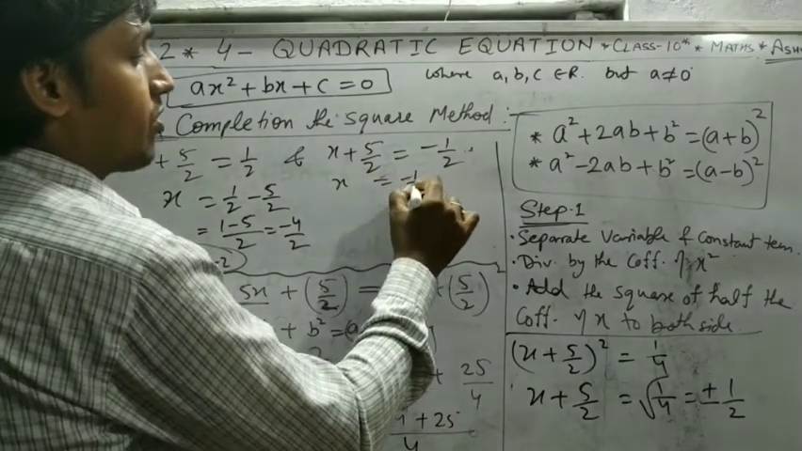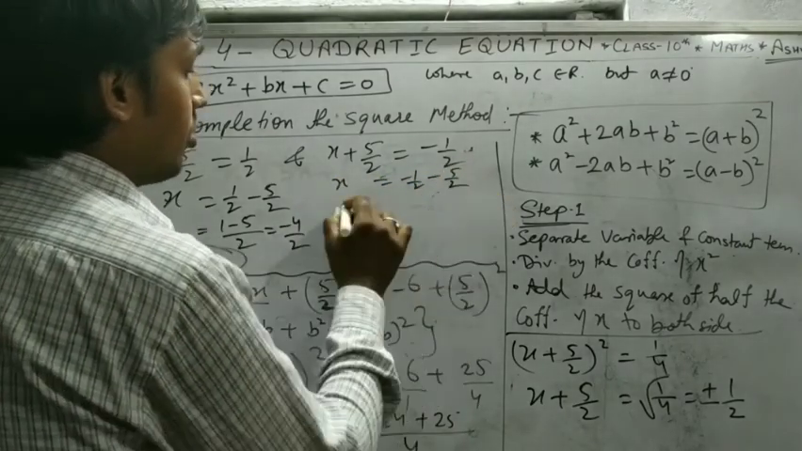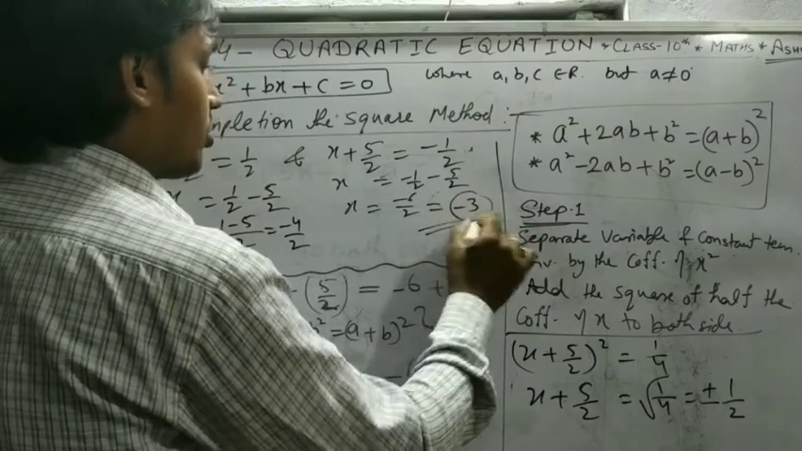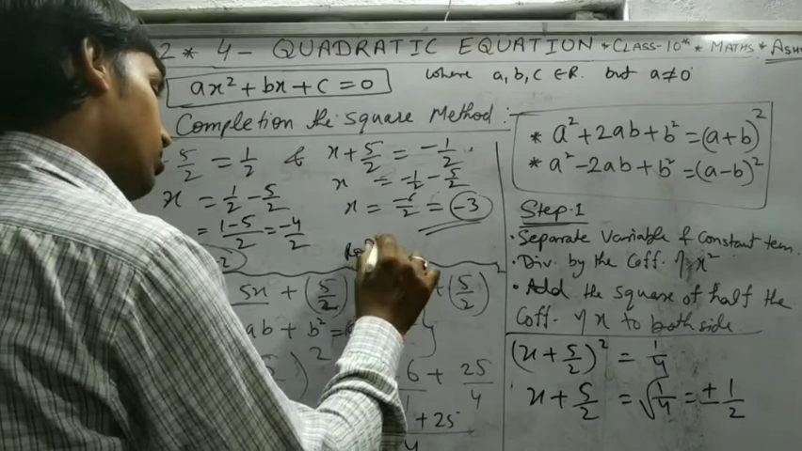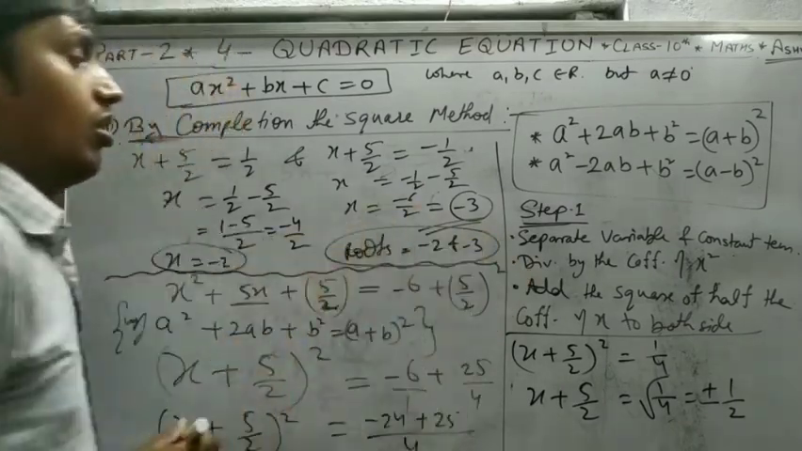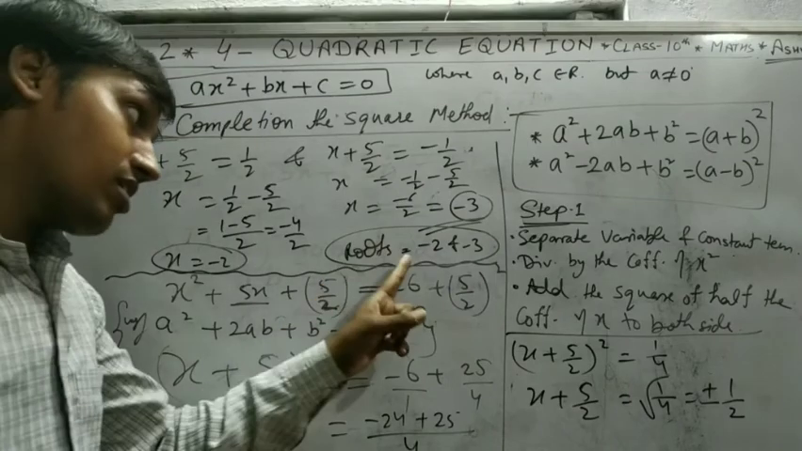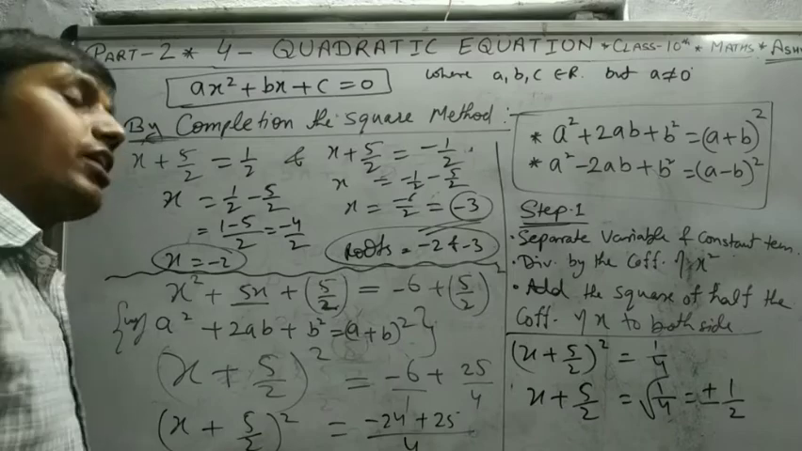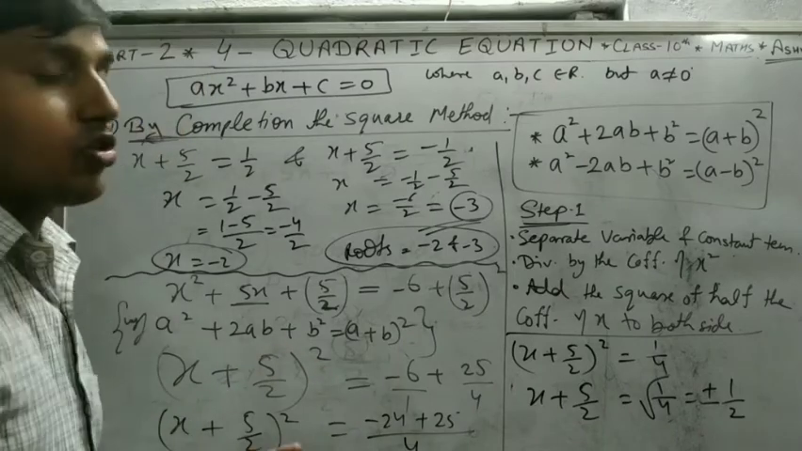x is equal to minus 1/2 minus 5/2, x is equal to minus 6/2, minus 3. So the roots are minus 2 and minus 3. Okay, the same answer as given in the first method. That means you can solve the equation by using any method; the answer is always the same.